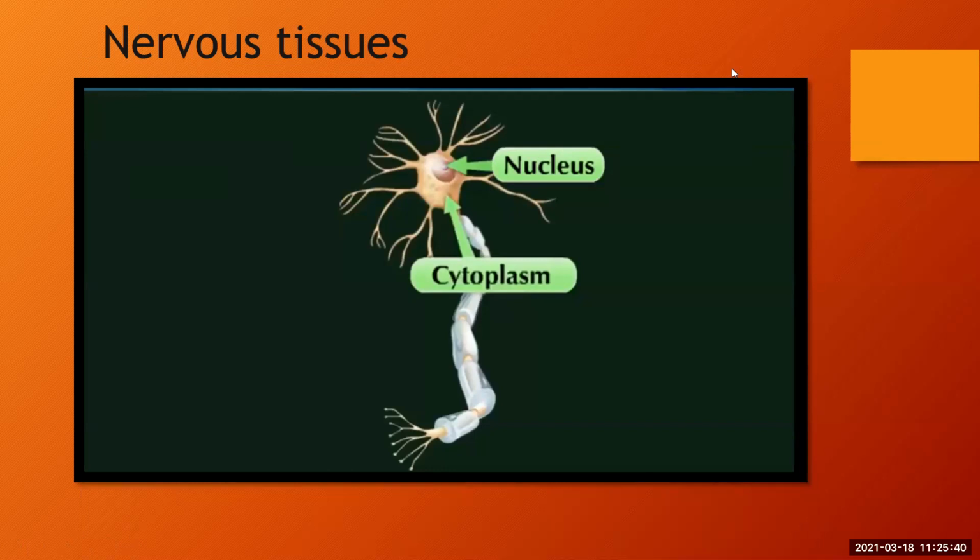The cell body, which contains the cytoplasm and the nucleus, is the main part of each nerve cell. Numerous small branched fibers called dendrites arise from it. As we can see here, these are the dendrites arising from the cell body. One of the fibers, however, is extremely long. It is called the axon. As we can see here, one of the fibers is extended. This is known as the axon.